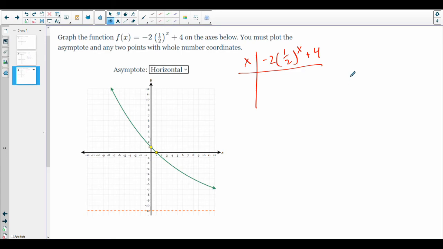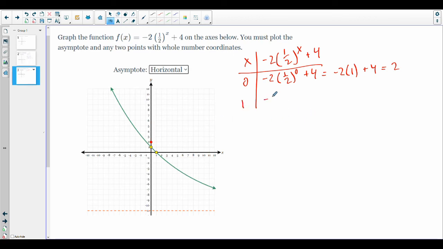Now this one might be a little more tricky. Unfortunately, with Delta Math, we just need a couple of points here. So let's try 0, see what we get. So -2 times 1/2 to the 0 plus 4. Well, that's -2 times anything to the 0 power is 1, plus 4. -2 plus 4, +2. So we know at 0, we should have a y-intercept of 2.